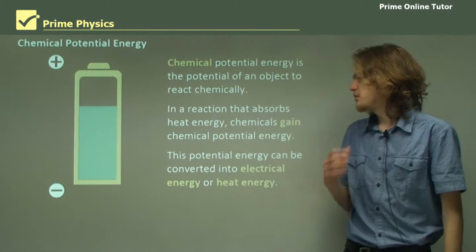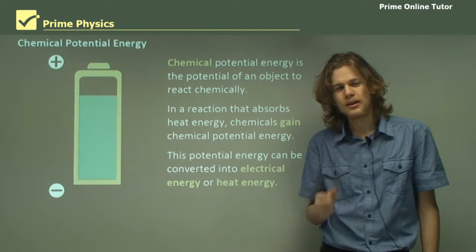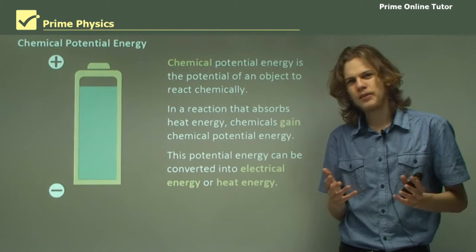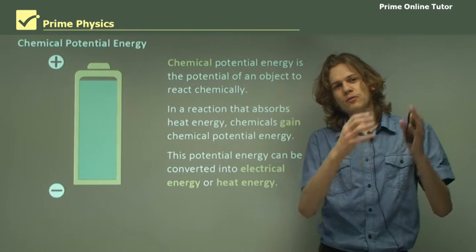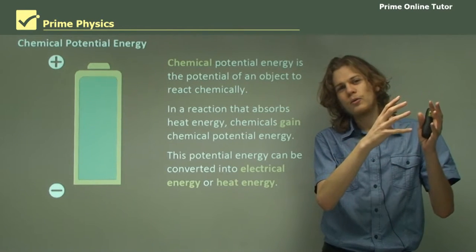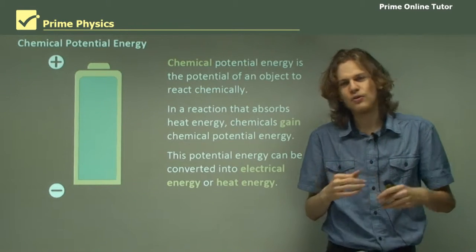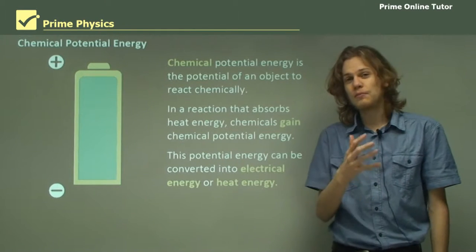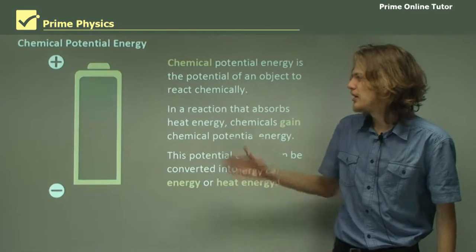This potential energy can be converted into electrical energy or into heat energy. If you ever conduct a chemical experiment where you get energy released, it means that by changing into a different sort of chemical, the chemical that you start with is losing its chemical potential energy and converting that to heat. In the case of a battery, instead of converting the chemical potential energy to heat, the chemical reaction produces electricity.